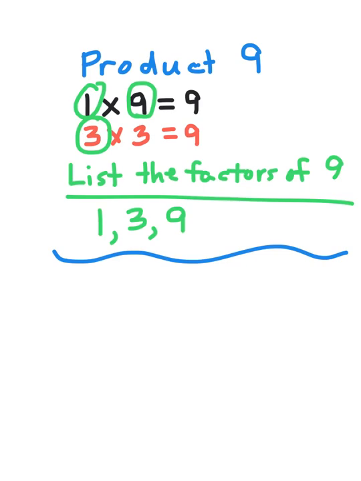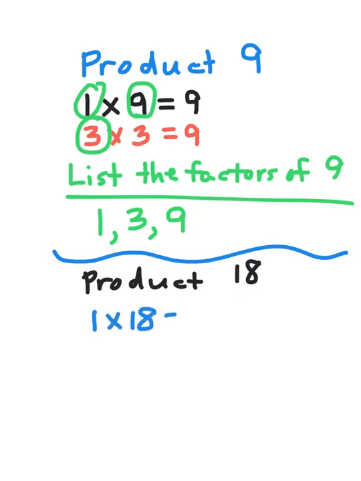Let's say our product this time is 18. Let's figure out what the factors of 18 are. Remember, we can always start with 1, because 1 is a factor of every number. 1 times 18 equals 18. So our first two factors are 1 and 18. Let's think about 2 times something. Yes, because 18 is an even number. 2 times 9 equals 18. We found 2 more factors of 18, 2 and 9.